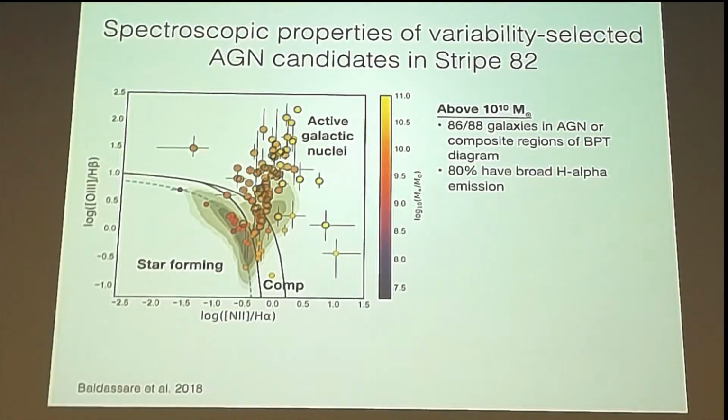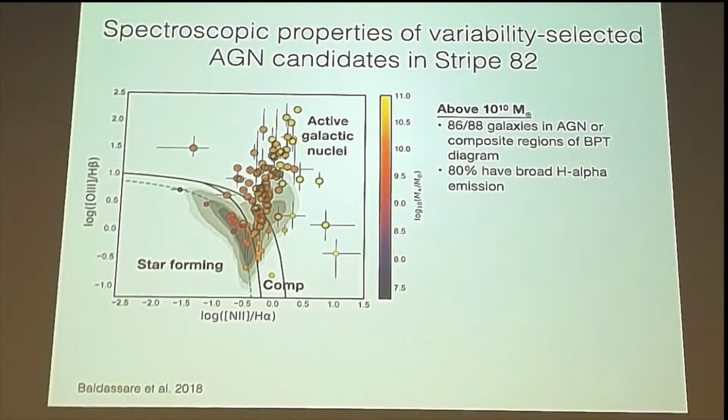Since all of these galaxies had optical spectroscopy from the Sloan Digital Sky Survey, we could explore where they fell on this BPT diagram. So here the points are color-coded by the galaxy stellar mass, where the yellow points are the highest mass galaxies and the purple points are the lowest mass galaxies. And the gray contour just shows the underlying parent population.